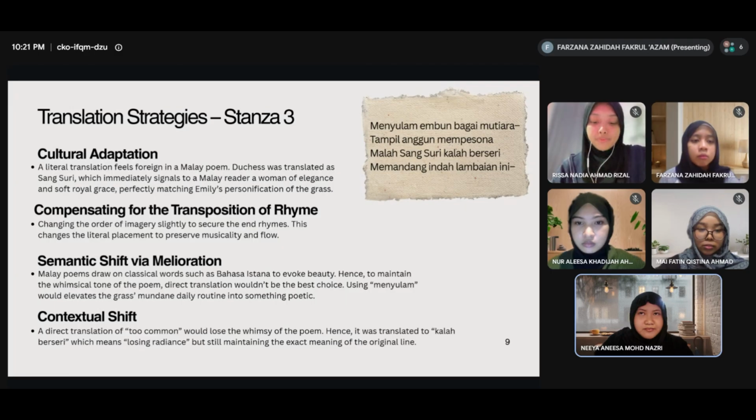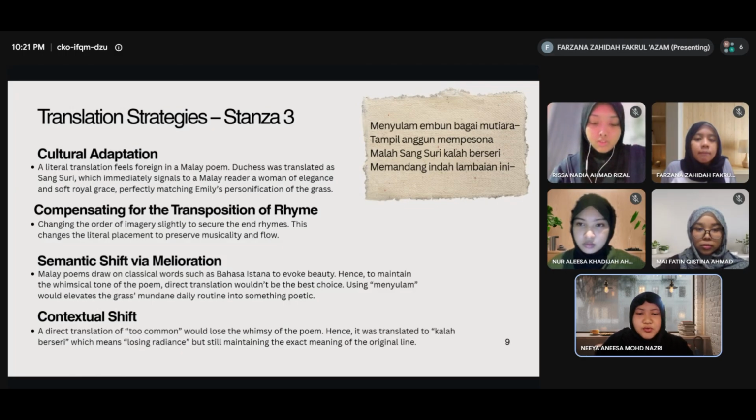Melioration means bettering or improving something. So instead of using a direct translation for an ordinary action, the word menyulam was chosen, which means embroidery. This word elevates the image of grass collecting dew into something more artistic and poetic, which suits the whimsical tone of the poem. Finally, there is a contextual shift.